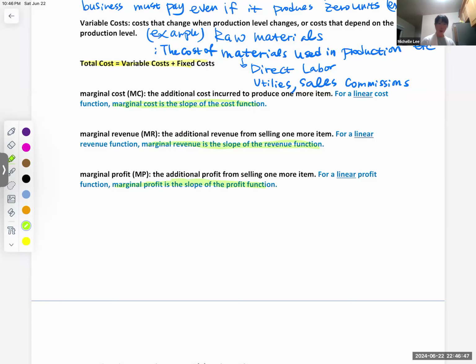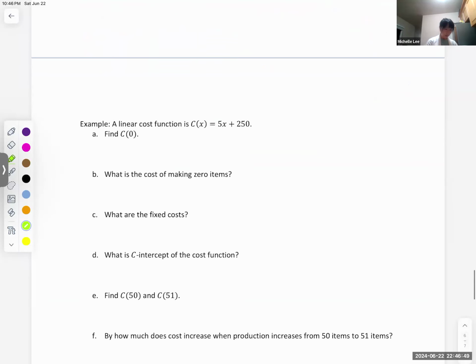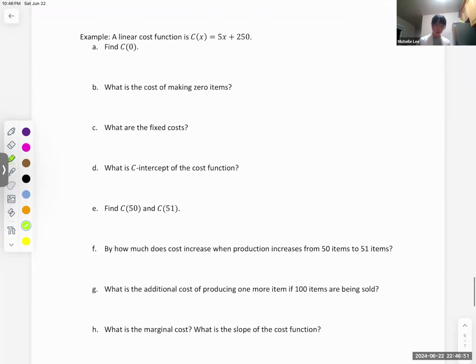Okay, so let's do this one. We have an example, a linear cost function. We have C of x equal to 5x plus 250, and find C of 0. So C of 0 equals 5 times 0 plus 250, then 250, right? Okay, what is the cost of making 0 items?